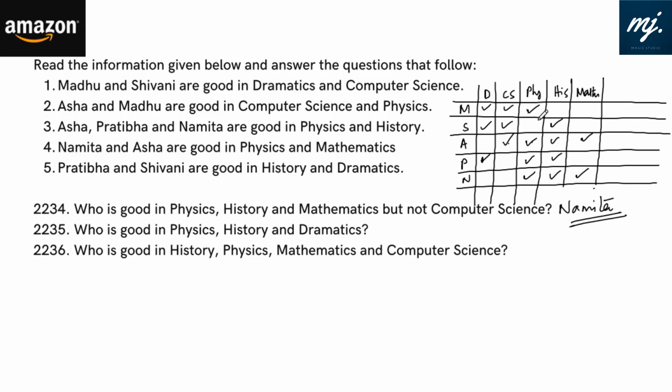Second, physics, history, dramatics only. Physics along with history and dramatics is P, P for Pratibha. History, physics, maths and computer science, all for good is Asha, that we can see. So these are the answers.